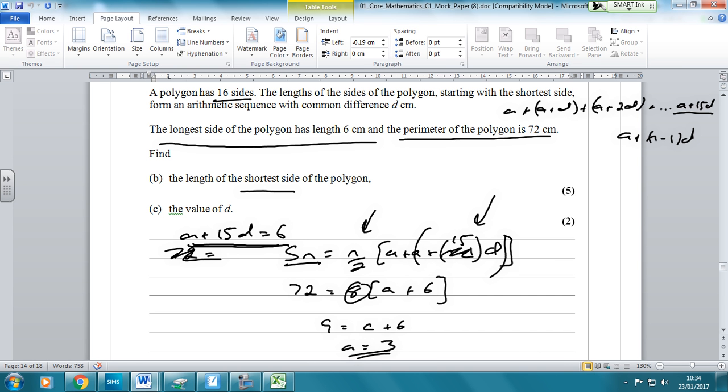And then we've got to find out what the value of d is. So we're going to substitute in a as 3 here. So it's going to be 3 plus 15d equals 6. 15d equals 3. d equals 3 over 15. Then we cancel that fraction down, divide top and bottom by 3, and we get 1/5.